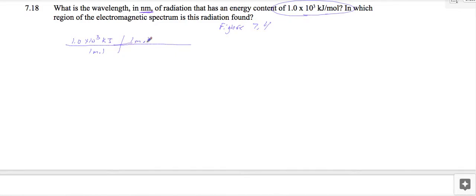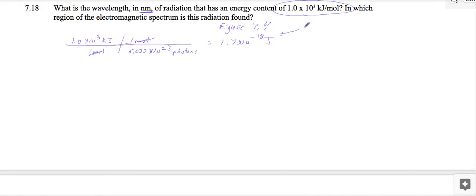1 mole is equal to 6.022 times 10 to the 23rd, because those equations that we look at, the energy equation, that's just for 1 photon of light. So that's how many photons there are in a mole. And we're going to put that down here. Photons, moles cancel. So we end up with 1.7 times 10 to the negative 18th joules.